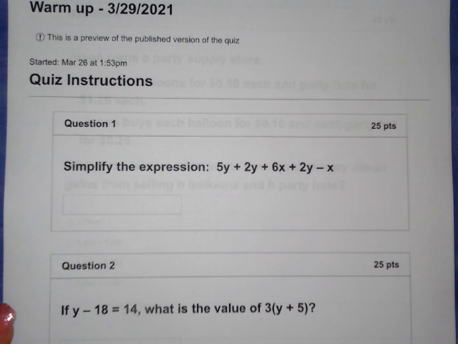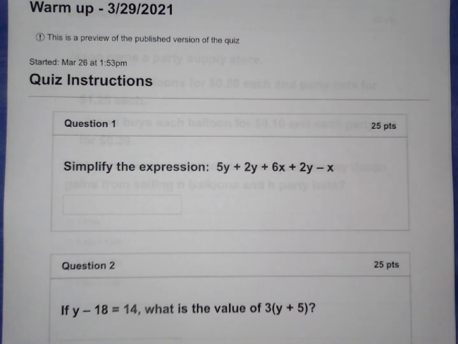All right, so number 1, we have simplify the expression. Simplify doesn't mean solve. It just means make it as small as you can. All right, so I have 5y plus 2y plus 6x plus 2y minus x.